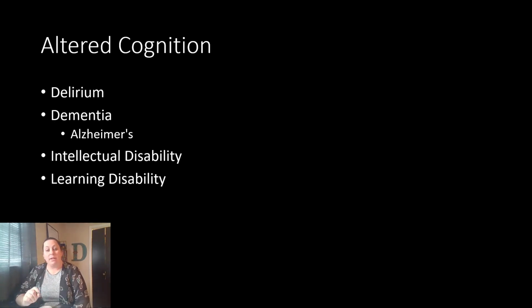So let's talk real quick about Alzheimer's. Alzheimer's is the most common form of dementia. The brain tissue degenerates and atrophies. This causes a steady decline in memory and mental abilities. The exact etiology of why Alzheimer's develops is unknown, but they do believe it's associated with three things.